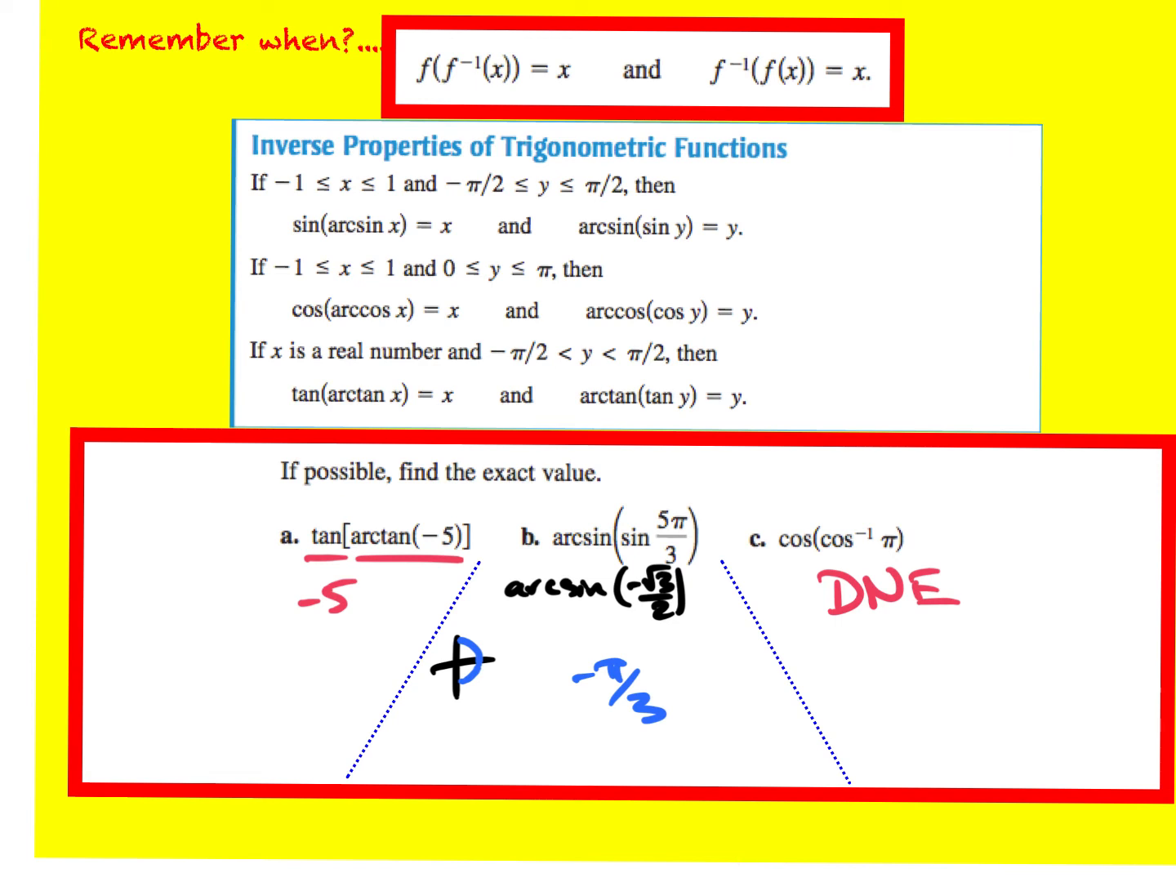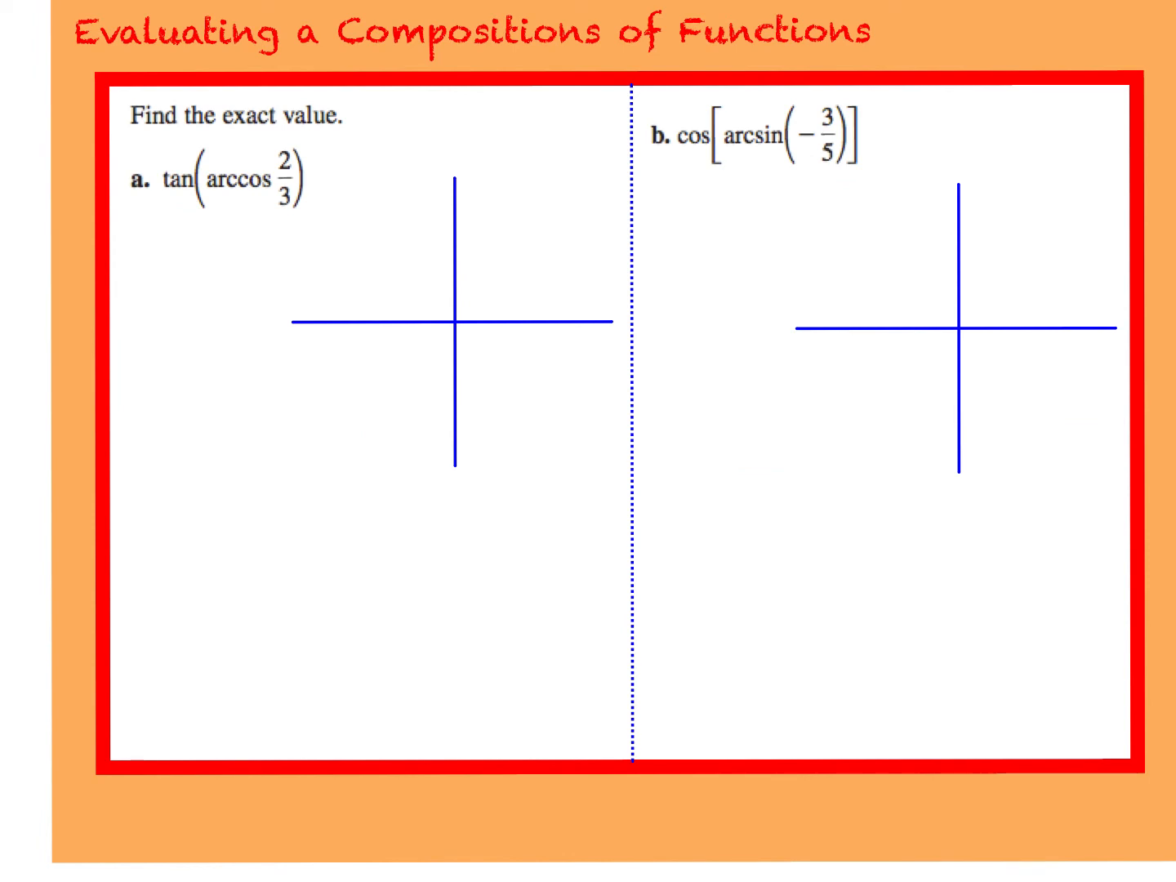All right. Let's draw some triangles. What does trigonometry mean again? Measure of triangles. All right. So now I have tangent of arc cosine of 2/3. So let's look at arc cosine. Which two quadrants can I draw this in? 1 and 2. I can draw this in 1 and 2.